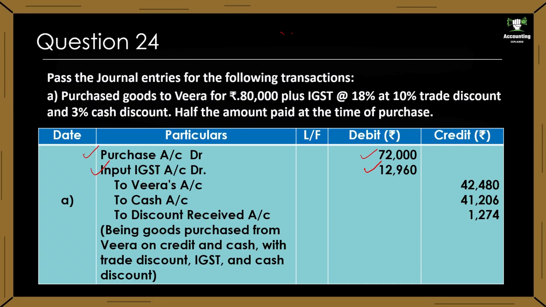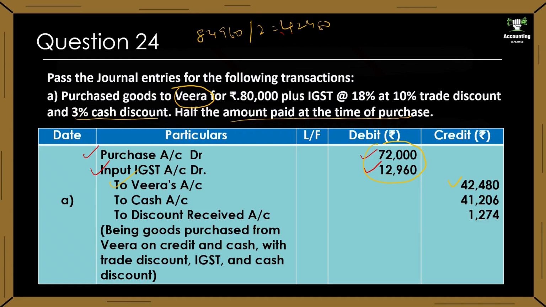Next, we have received 3% cash discount. Half the amount is paid at the time of purchase. So total amount is 72,000 plus 12,960, which is 84,960. That divided by 2 is 42,480. So only half the amount is paid. The other half is pending, so we have to pay to Veera. Veera is our creditor, so creditor will always be credited. So, to Veera account 42,480.